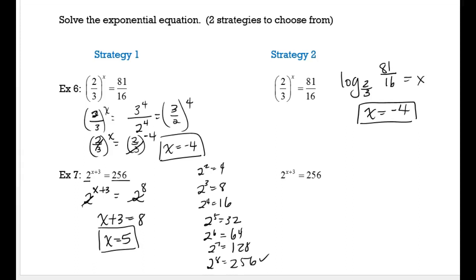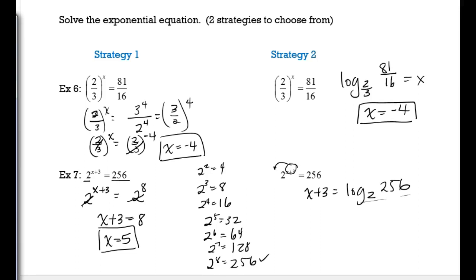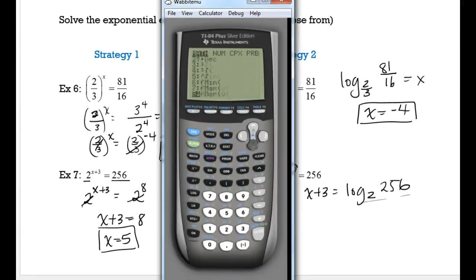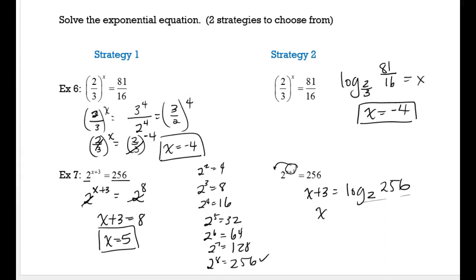Or you could just rewrite this as this power coming out to the front. Usually it's an x, right? Well, it's going to be x plus 3 equals the log base 2 of 256, okay? So I'm going to put log base 2 of 256 in the calculator. Math, go down to A. And I get 8. Okay? So now I have x plus 3 equals 8, so x is equal to 5. Either method works. Whatever floats your boat. Do the one that works for you.